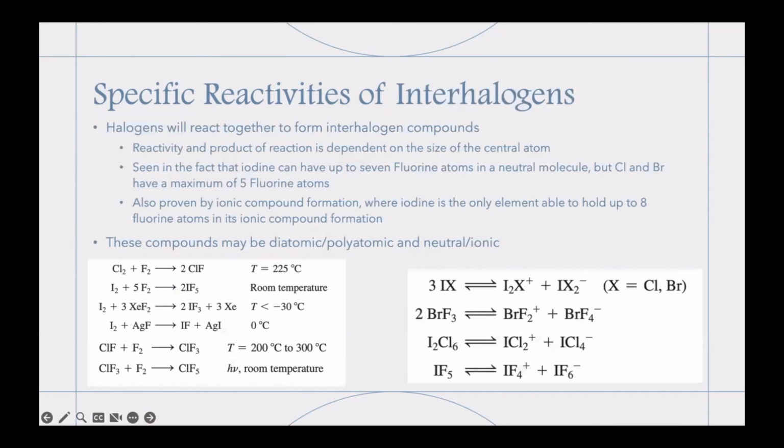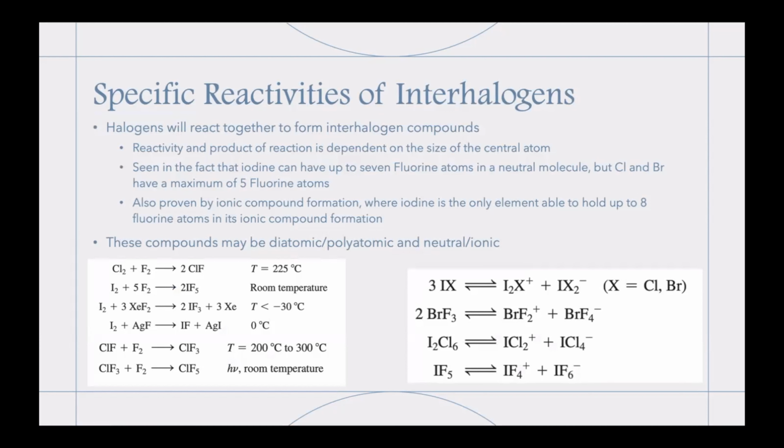We can also discuss the specific reactivities of the interhalogens. The halogens will actually react together to form interhalogen compounds. The way they react and the products they produce is dependent on the size of the central atom. We can see this exemplified in the fact that iodine can have up to 7 fluorine atoms in a neutral molecule, but chlorine and bromine have a maximum of 5 fluorine atoms that can be coordinated onto them to create a neutral molecule.